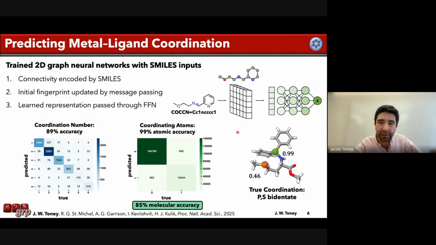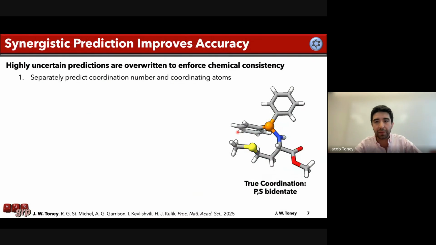Now looking a little bit closer at these, there are instances where you have predictions that are high in uncertainty. Because we have two different models, one for the coordination number and one for the coordinating atoms, we can overwrite the more uncertain prediction to enforce chemical consistency and improve accuracy. I can explain this by going through a worked example. We first separately predict the coordination number and coordinating atoms. In this case, as I showed you before, we predicted that only one atom is going to coordinate. It's just phosphorus. If the predictions agree, we do nothing.